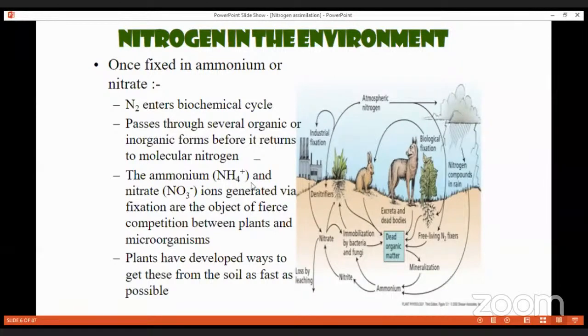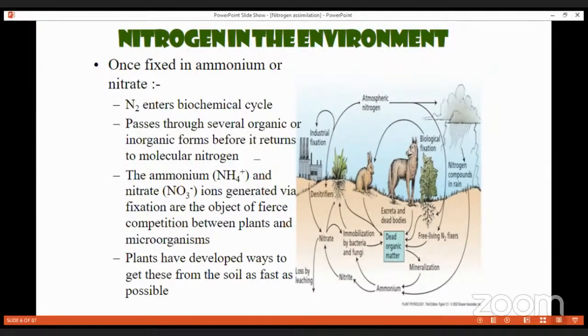One is the ammonium form that can be fixed by bacteria. The other one is the nitrate form, which can also be fixed by bacteria itself. But ammonium is the starting point and nitrate is the oxidized form. There is a fierce competition between different microorganisms as well as plants, because this is a limited commodity in the soil. Both the plant and the microorganism require nitrogen.